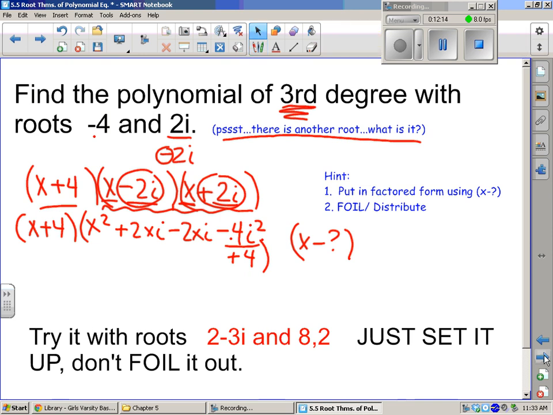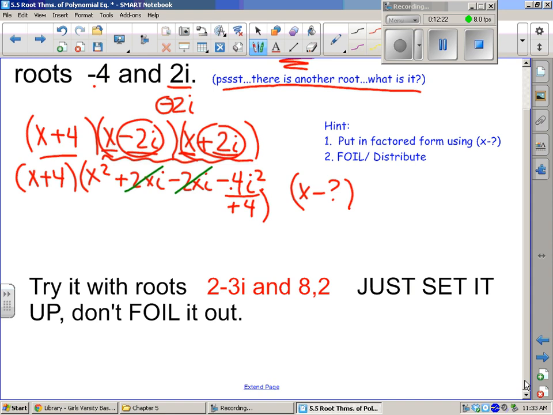Okay, let's see what else we can do. We got these two. I have a plus and a minus, so those are going to go away. That's what's going to happen: the i's are going to disappear in this next round. So I have x plus 4, then all of this, I have x squared, then all I have left is this plus 4. So that makes it much simpler now to FOIL it out.